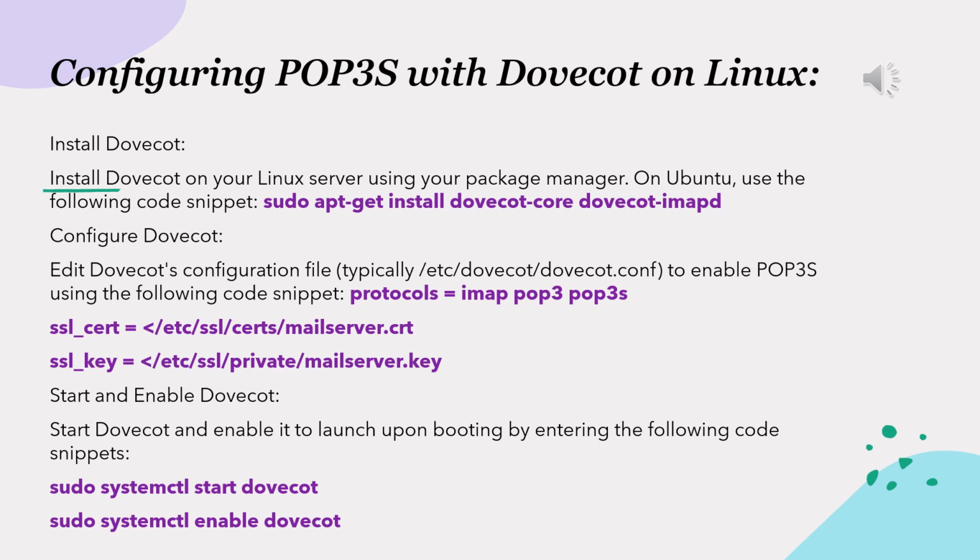Configuring POP3s with Dovecot on Linux. To install Dovecot on your Linux server, you use your package manager. On Ubuntu, use the following code snippet. To configure Dovecot, we edit its configuration file, typically found in this location, to enable POP3s using the following code snippet.